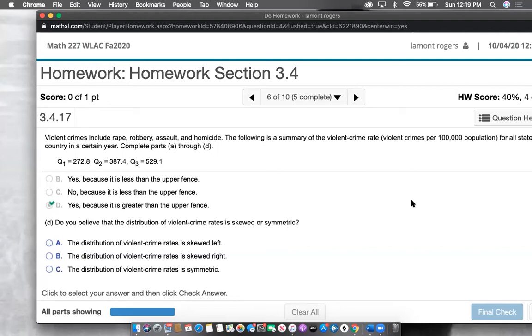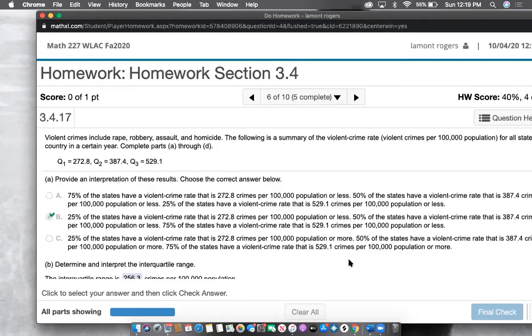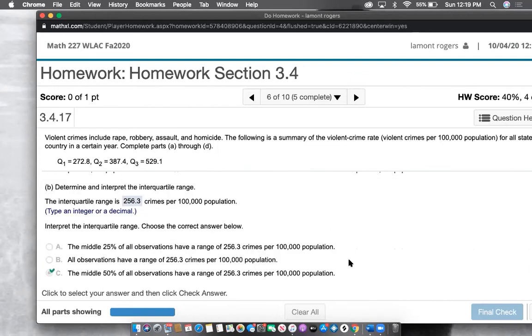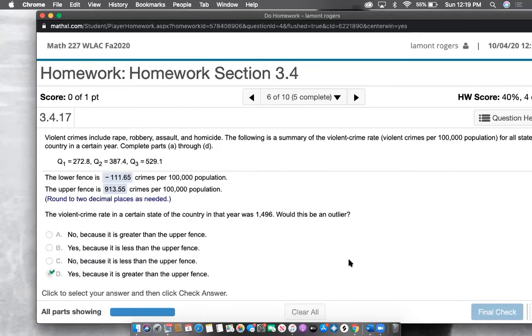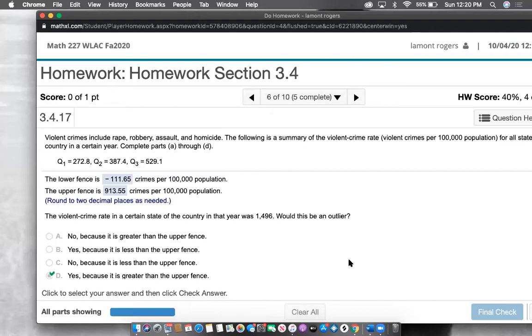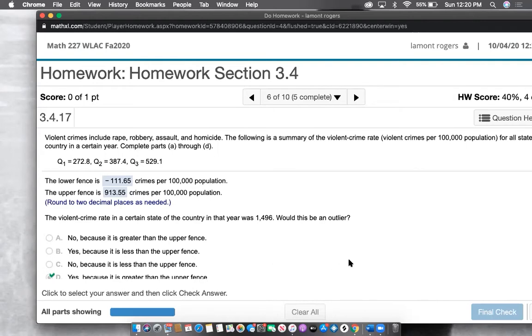Is the data skewed or symmetric? 270 to 280, that's 100. What do you think? That's a tough one. I'm gonna tell you it's symmetric, but I'm gonna tell you why, because this is a little bit tough. The distance from Q1 to Q2 is about 270 to 380, that's about 110. But the difference between Q2 and Q3, that's 380 to 480, plus another 50, so it's 150.